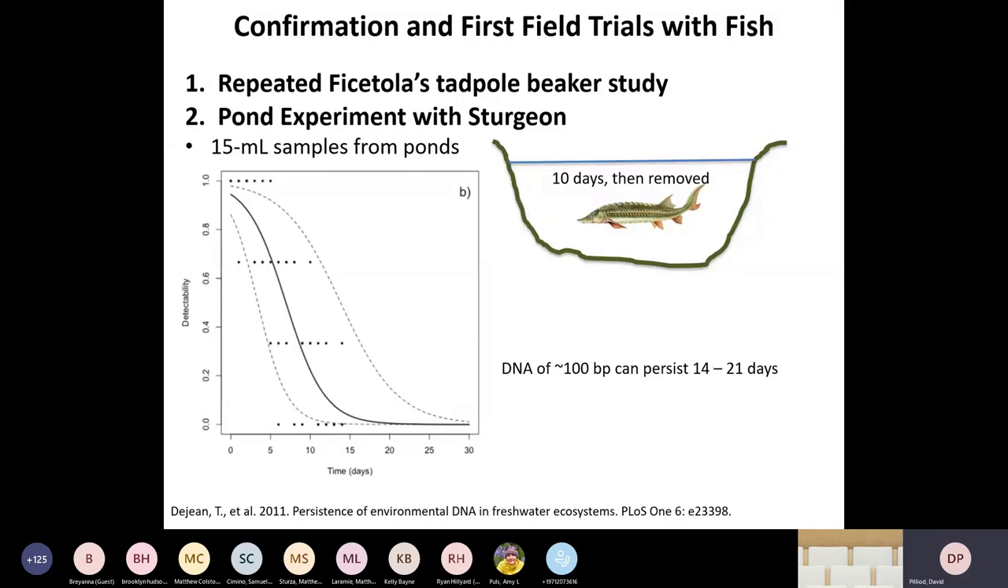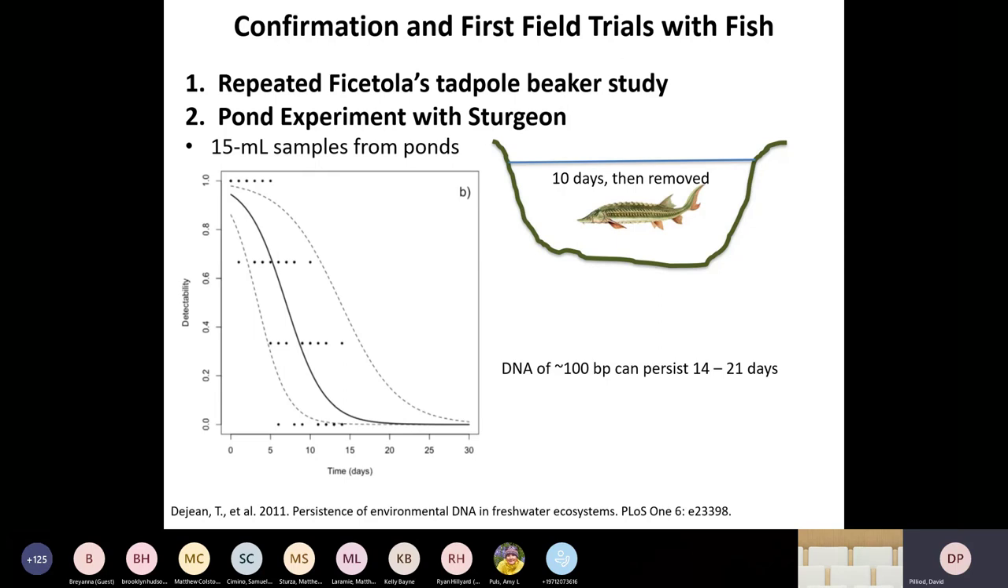And you can see that on day 0, right when the sturgeon were removed, detection was pretty close to 1. And then it drops off very quickly, but still, even with a pretty small fragment of DNA, about 100 base pairs, he was able to detect the sturgeon DNA for about 14 to 21 days in these natural ponds, I mean, kind of pseudo-natural ponds in this experiment.